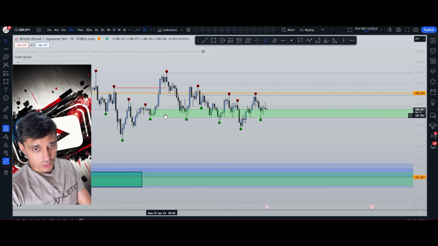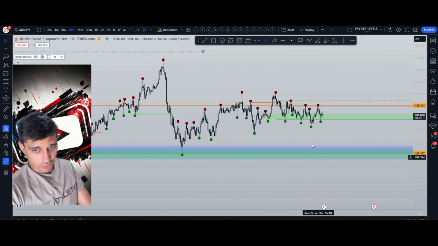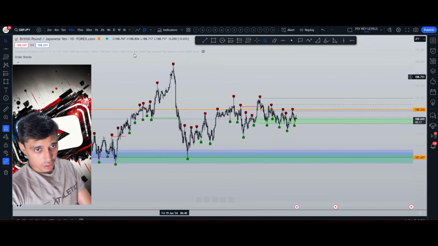Price created an order block here, price was bullish. Now it has broken the order block here, so this is not valid for us anymore. Now if we look, the next order block is here again. So if it's held in the past and we're in a bullish trend, there's a high chance it can hold again.